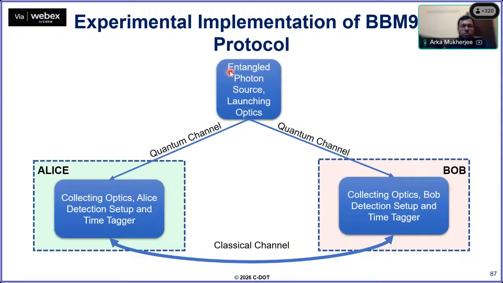So this is the actual setup. There is an entangled photon source at the Charlie node. They are connected to Alice and Bob using the quantum channel. And for the post-processing steps, the classical channel is connected between Alice and Bob. So quantum channel is from Charlie to Alice and Charlie to Bob. Classical channel is between Alice and Bob because they need to discuss what the basis will be and all this. They need to discuss these things for error correction and privacy amplification. But Charlie has no role in it.